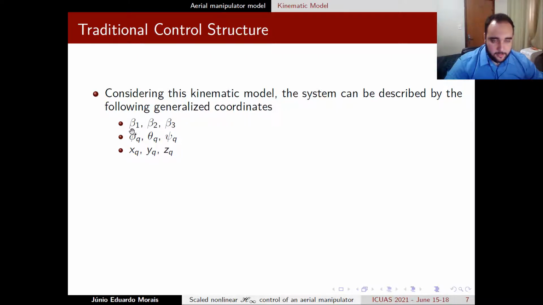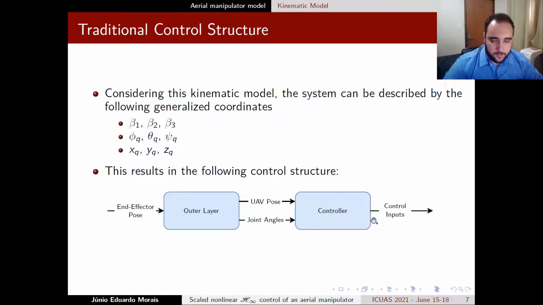In this case, we could choose beta 1, beta 2, and beta 3, representing the joint angles, phi, theta, and psi representing the roll, pitch, and yaw angles of the quadrotor, and x, y, and z representing the position of the quadrotor. This results in the following control structure, in which we have a controller we want to design, receiving as references the UAV pose and joint angles.